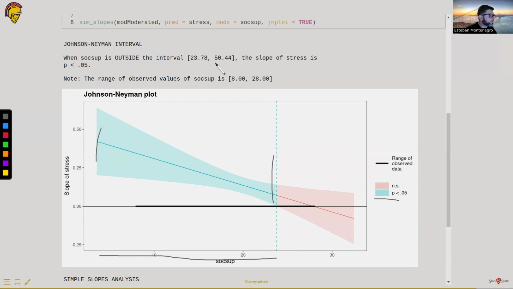Oh, yes, 28 and 50 right here. So when people are approaching up to 27, something like that, with social support, the relationship between stress and depression is not explained by chance. But when people have a larger score in social support, and this is something very interesting, when people have a very high score in social support, above 28, actually, the relationship is weaker, and is explained by chance.